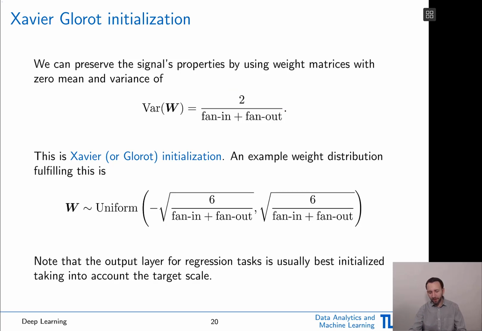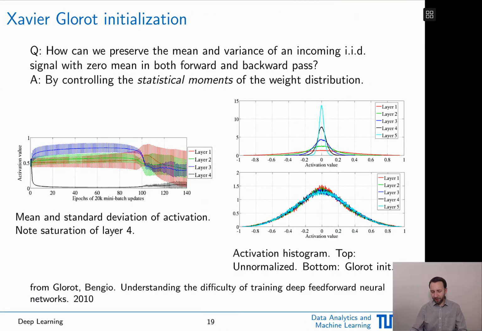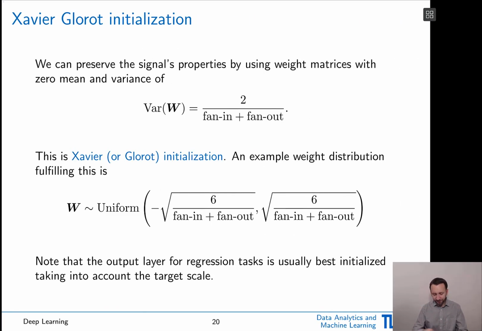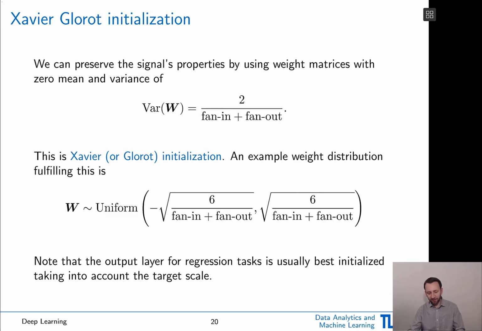Okay, so if we do this, then we ensure that in every layer, our activation also still has the same properties, so to say. Okay. So how can we do this more specifically? Because of course, multiple different initializations fulfill this property. One is this Xavier initialization, what I just said.